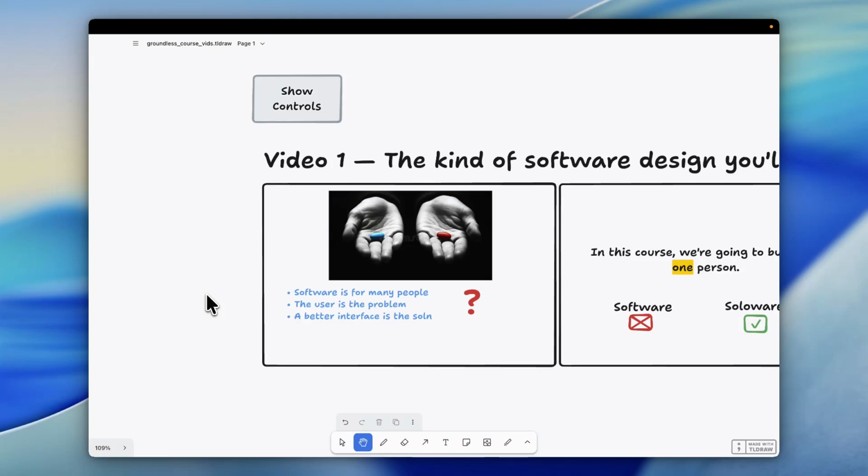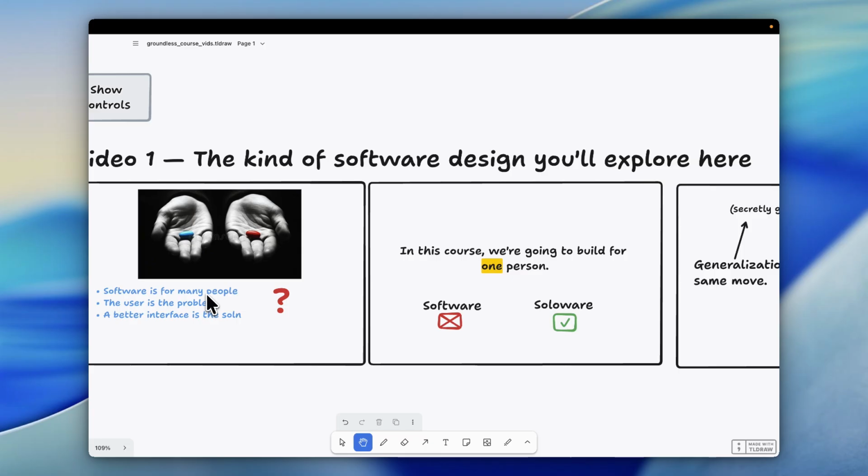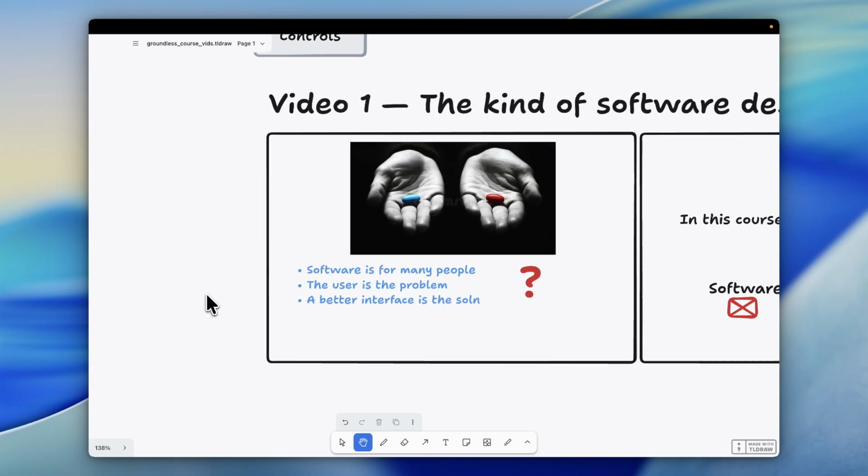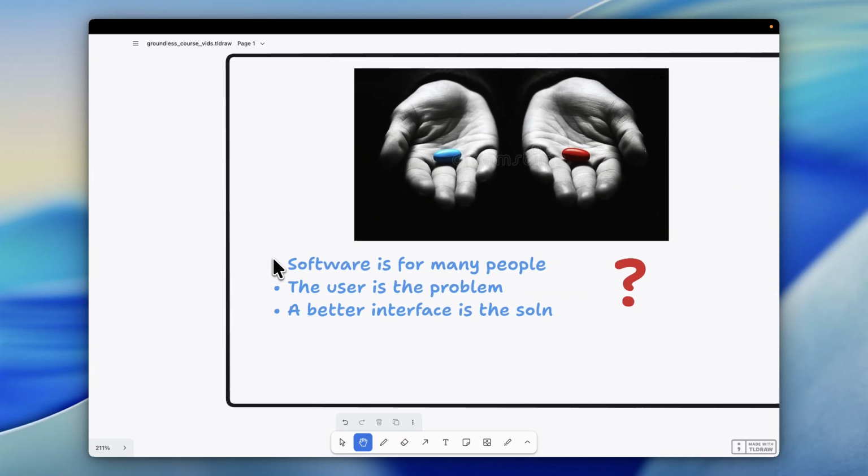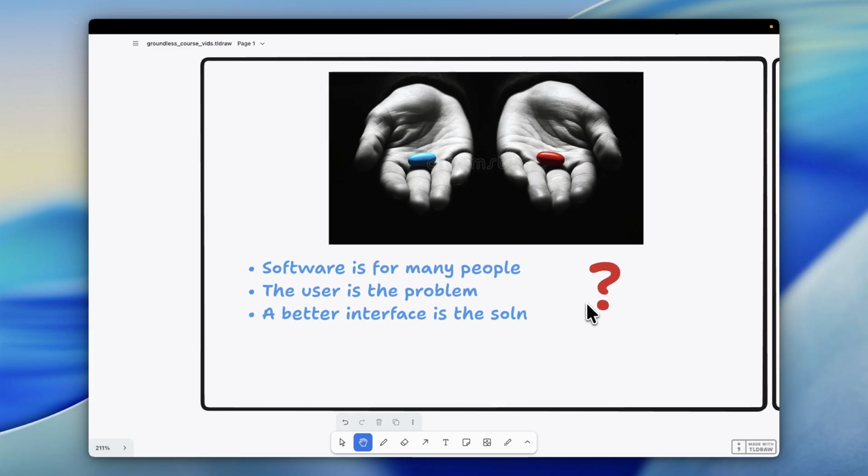Hello there. In this video, I want to share with you the kind of software design you'll be exploring in this course. The blue pill, the more usual way to design software, is that you design it for multiple people. It's often a perception that the user is the problem, as we'll see in a bit, and also a perception that a better interface, a better app will solve everything. Let's look at what the red pill here might be.